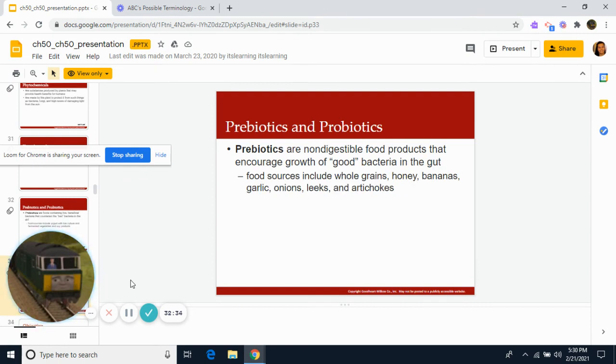Prebiotics are non-digestible food products that encourage growth of good bacteria in the gut. Food sources include whole grains, honey, bananas, garlic, onions, leeks, and artichokes.